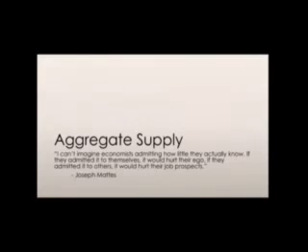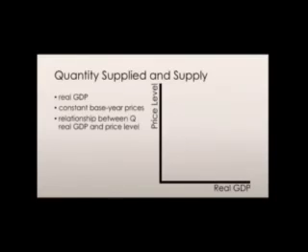Let's start by taking a look at aggregate supply. The quantity of real GDP supplied is the total quantity of goods and services valued in constant base year dollars that firms plan to produce in a given period. Constant base year dollars means that we're looking at real GDP and not nominal GDP. The quantity depends on the quantity of labor, physical capital, human capital, and technology. But capital and technology are said to be fixed at any given time.